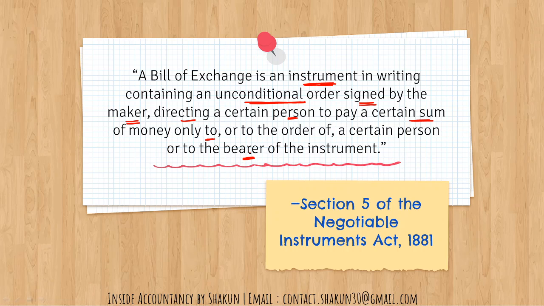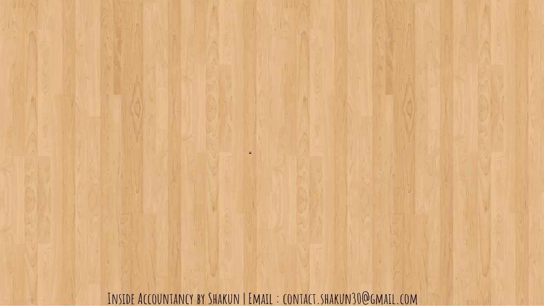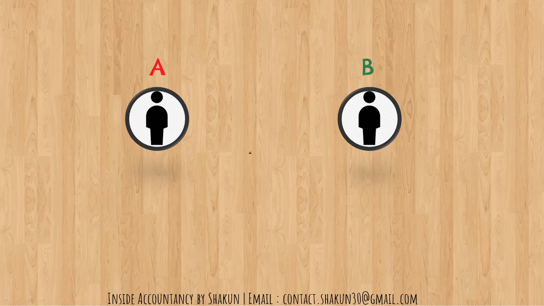Let us understand the meaning of bills of exchange in detail with the help of an example. This will be a story which I will explain to you. I hope from this it will be clear what exactly bills of exchange is. Okay, so let's assume there are two persons, A and B. Now A has sold goods worth rupees 1000 to B, and B has promised to make the payment after 3 months.